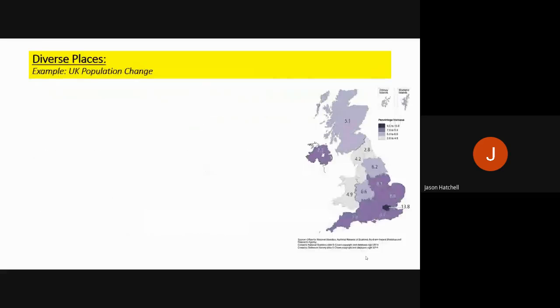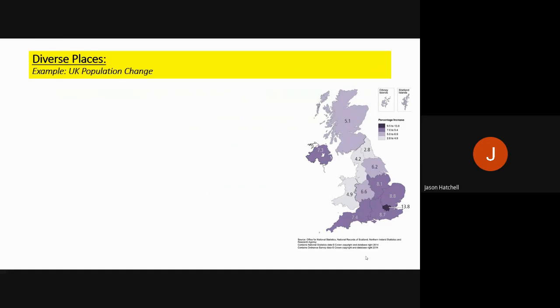So our first example is of UK population change. So there's a map on the right-hand side there, which shows you the increase in population in the different regions of the United Kingdom. Now you can very clearly see that London has the highest percentage increase in population change. But you can also see that the south and the southeast have higher percentage increase changes than the north and west.